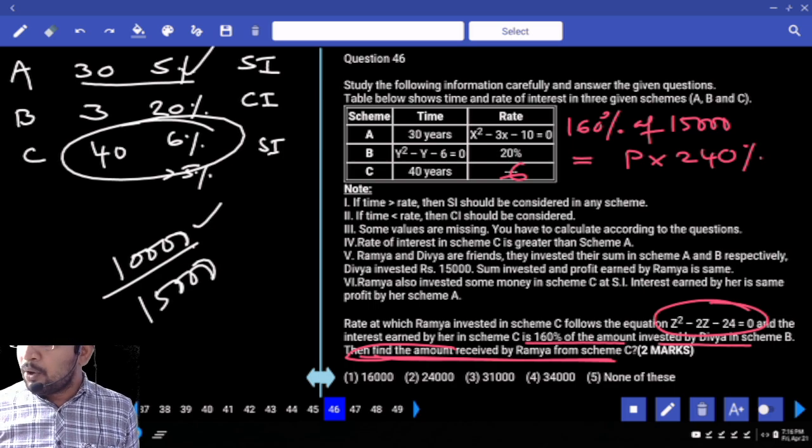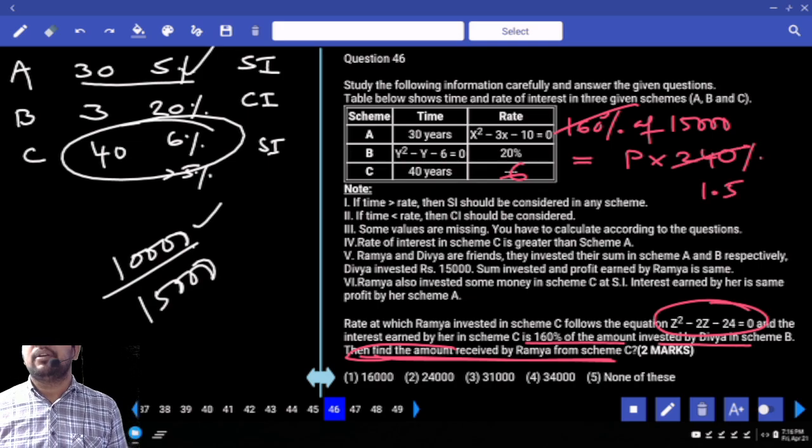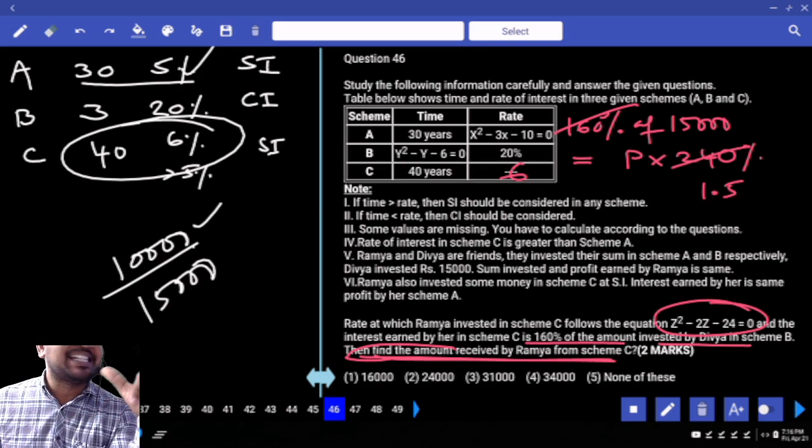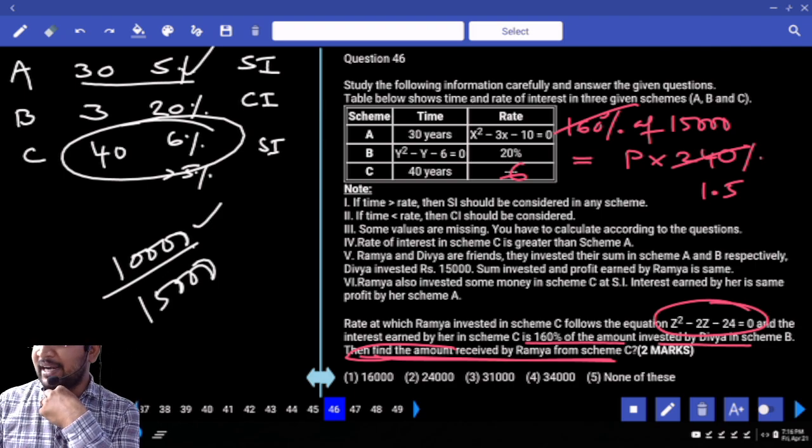See here, 160 how many times gives 240? 1.5 times. Are you clear? 160 once is 160, half of 160 is 80, and 80 plus 160 is 240. So 1.5 times 15,000 gives 10,000. All of you clear?